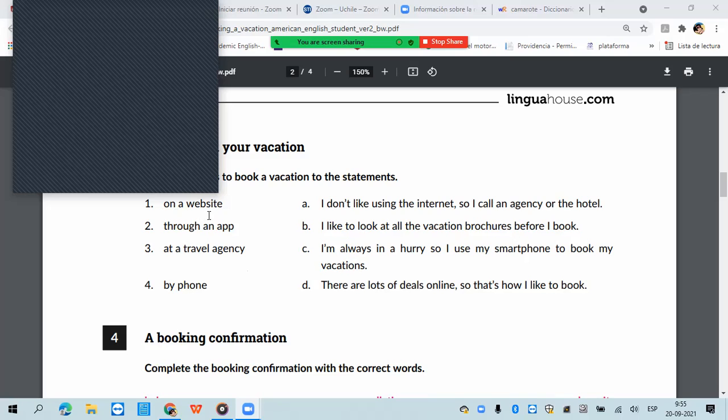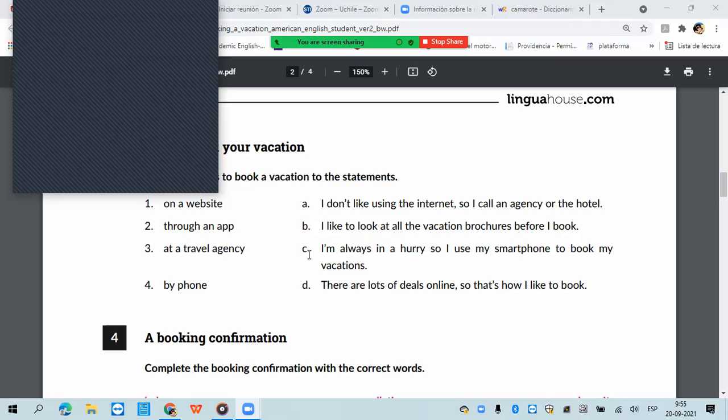Read the word and then the statement. Number one, on a website, and I think it's D. There are lots of deals online, so that's how I like to book. Exactly, that's correct. Yes, there are a lot of deals, right? Good. Let's see number two.